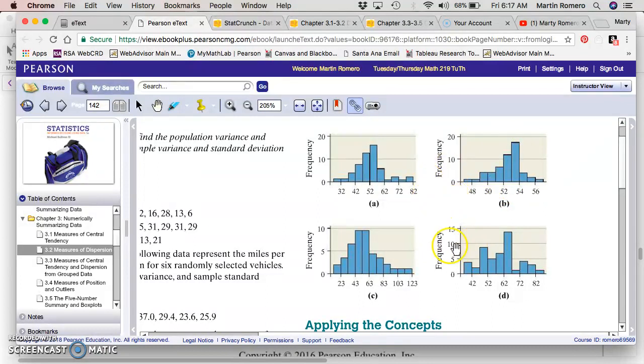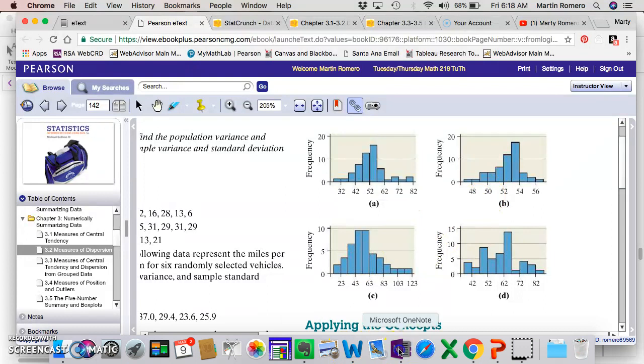And then the biggest standard deviation was this one here. As you can look, it goes from like 23 all the way to 123, or maybe 13 to 123. So it's really spread out. So that has a bigger standard deviation. So that's what we had talked about. The mean here is also around 52, 53, somewhere in there. Similar, but they have different standard deviations. So that's what we were talking about.